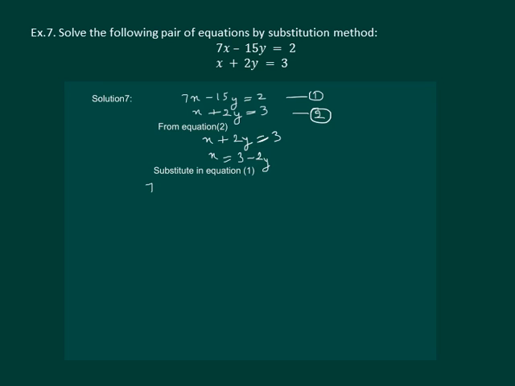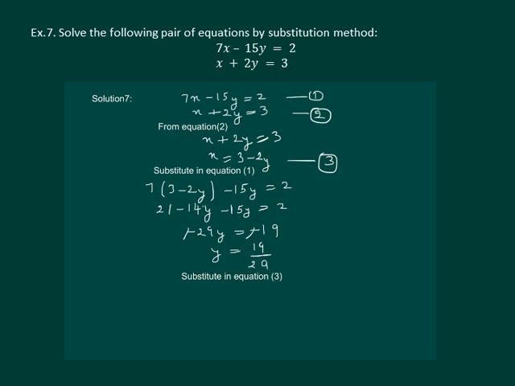We get 7 into (3 minus 2y) minus 15y equal to 2, which gives us 21 minus 14y minus 15y equal to 2. This gives us minus 29y equal to minus 19. Minus minus cancelled. So we get y equal to 19 by 29.